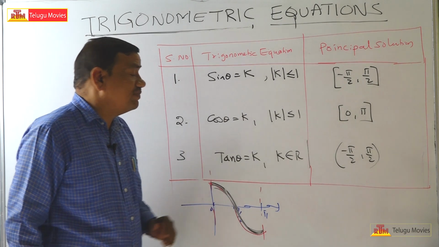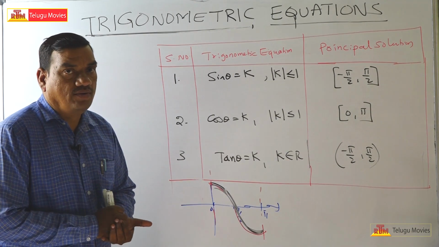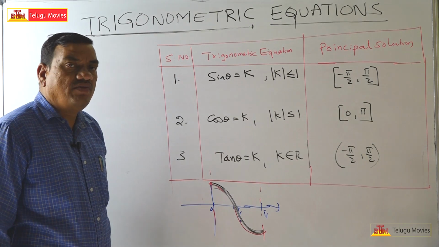Because tan theta, that means tan pi by 2 is not defined. Tan minus pi by 2 is also not defined. Okay, now, so these intervals are very important.